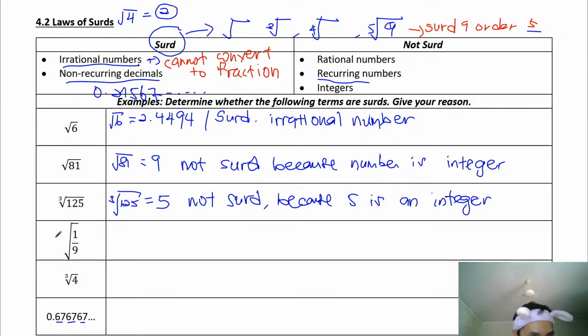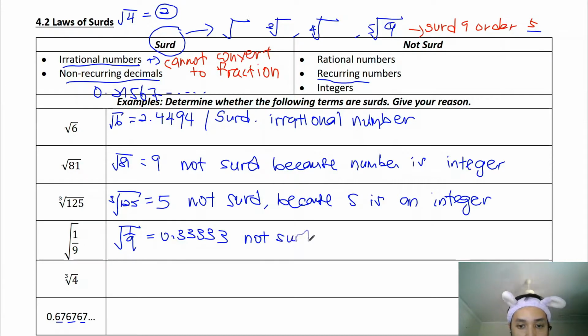What about Surd 1 over 9? If you press Surd 1 over 9, you are going to get 0.3333 and non-stop 3s, a lot of 3s. So this is considered recurring decimals, and this one is not a Surd because it is recurring decimals.